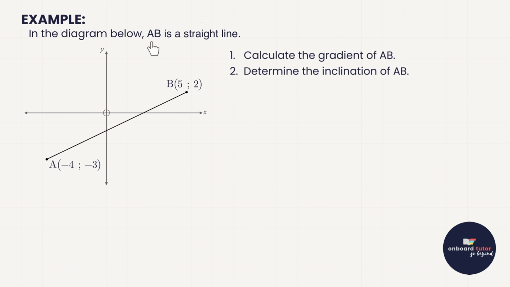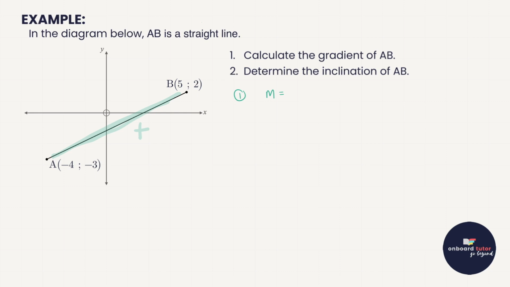So in the diagram below, AB is a straight line. Calculate the gradient of AB and determine the inclination of AB. Okay, so gradient is something we practiced in the previous video. We should be very good at that. Before we do too much, I already like to just have a look at this line and decide, is this a positive slope or a negative slope? Okay, it helps me also to check my answers. So it's an uphill line. X is increasing and y is increasing, so that's a positive gradient. Let's work out the gradient now and see what our answer is.